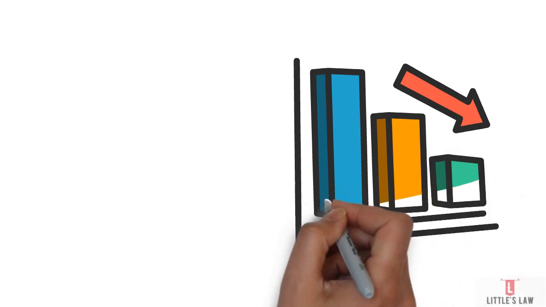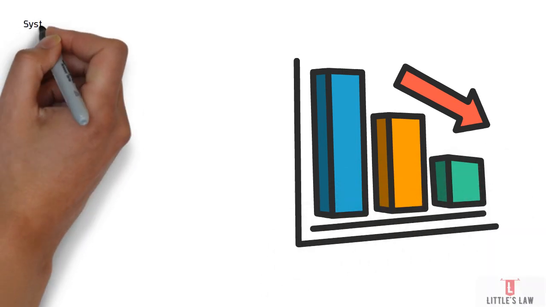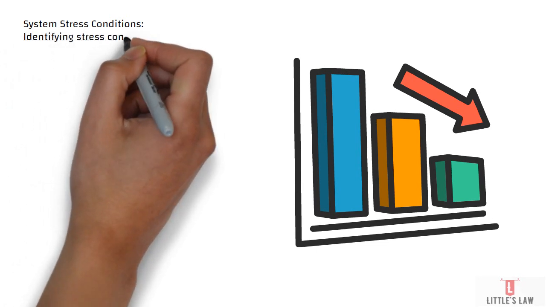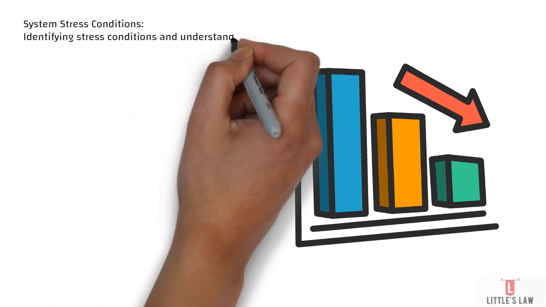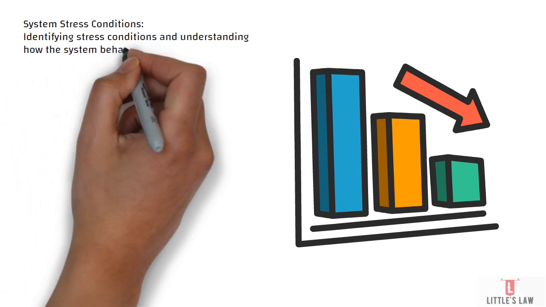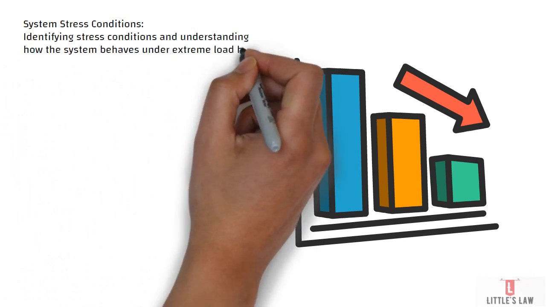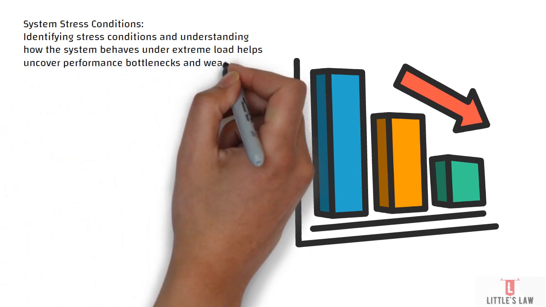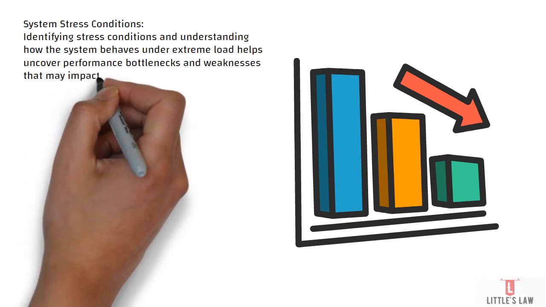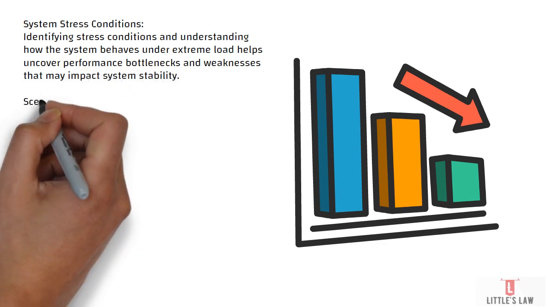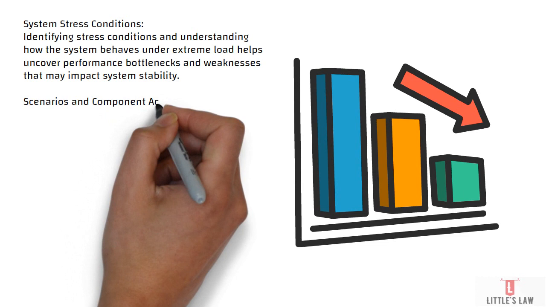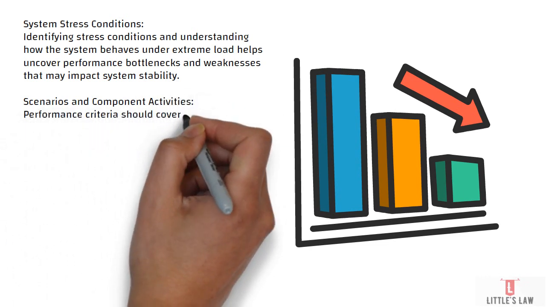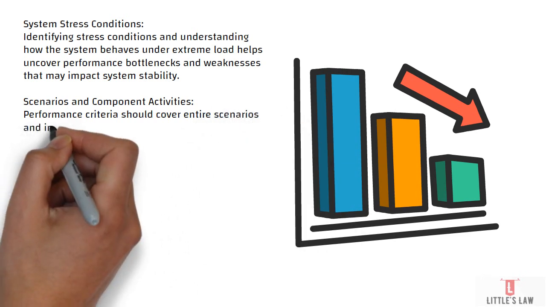And now moving on to the next part where we discuss the system stress conditions. Identifying the stress conditions and understanding how the system behaves under extreme load helps us to uncover performance bottlenecks and weaknesses that may impact the system's ability. For example, during stress testing, we intentionally overload the system beyond its capacity to identify the bottlenecks and the weaknesses under extreme load conditions.